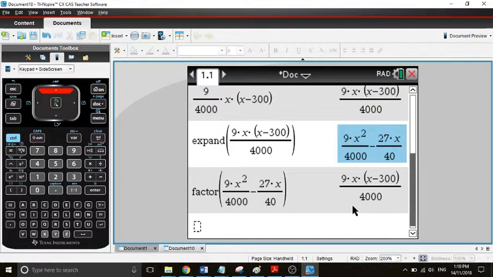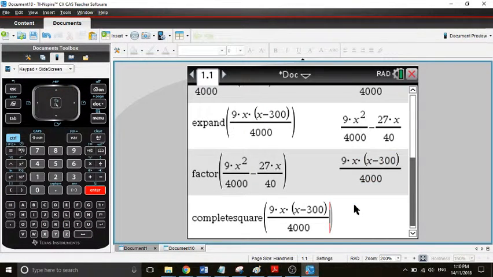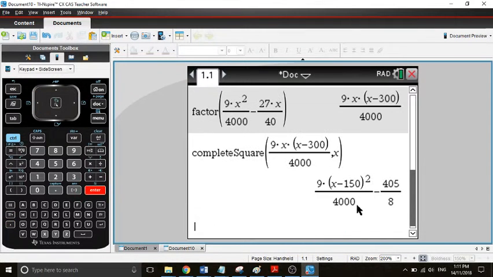So we know this is our equation, except what we're going to do is complete the square if it lets us. Hopefully it works for x. Alright, so that's what we've got there. So our minimum happens at 150, which makes sense. If we're halfway between 0 and 300, we've got 150, and it happens at negative 405 over 8.